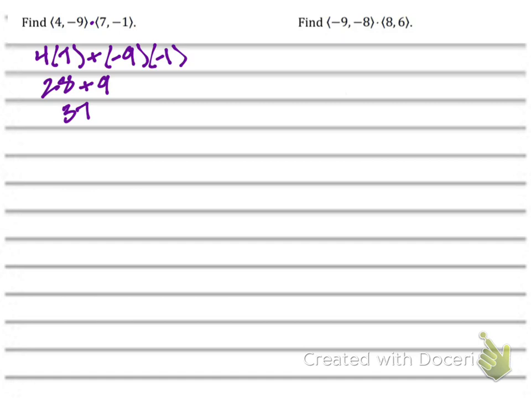Again, same thing. We're just doing the dot product, so we're doing the product of the horizontal components, which is negative 9 times 8, plus the product of the vertical components, negative 8 times 6. So negative 72 minus 48, negative 120. Piece of cake, right?